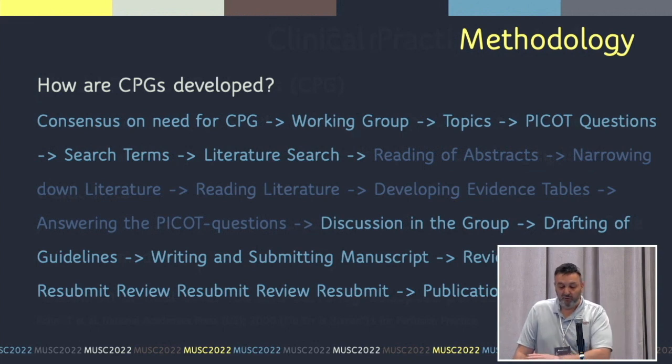I'm not going to go over all these different subjects, but there's a lot of discussion, a lot of reading, a lot of reviews, a lot of resubmitting of reviews. In our clinical practice guidelines we did four reviews. The first review document was by seven different reviewers, and it was a 75-page Word document, and it was really, really painful.